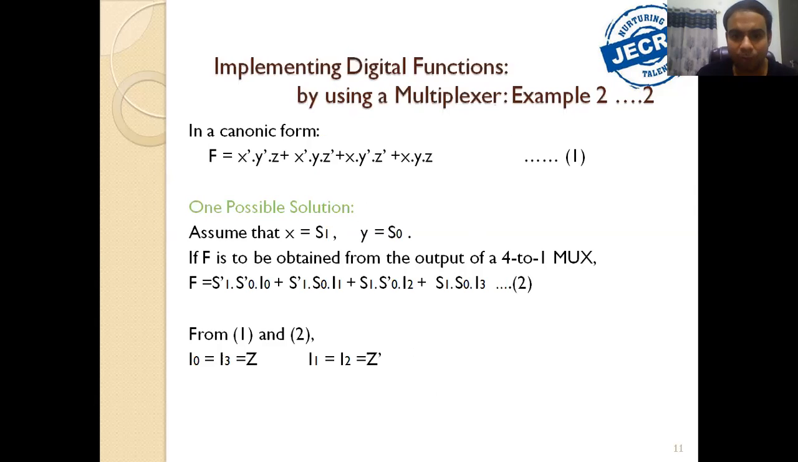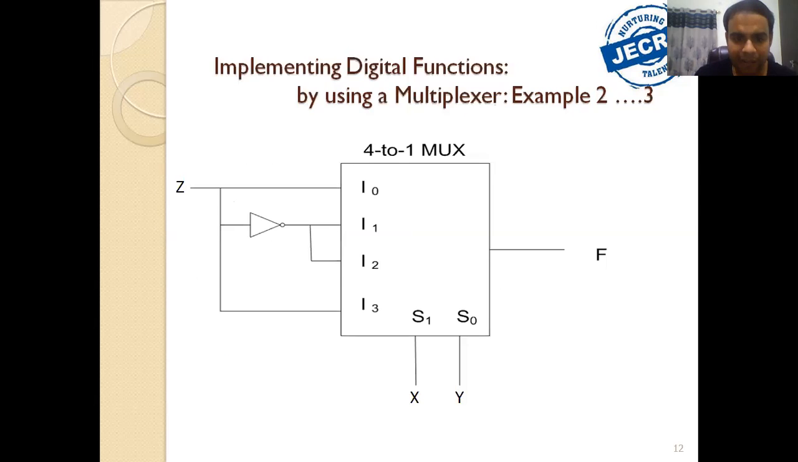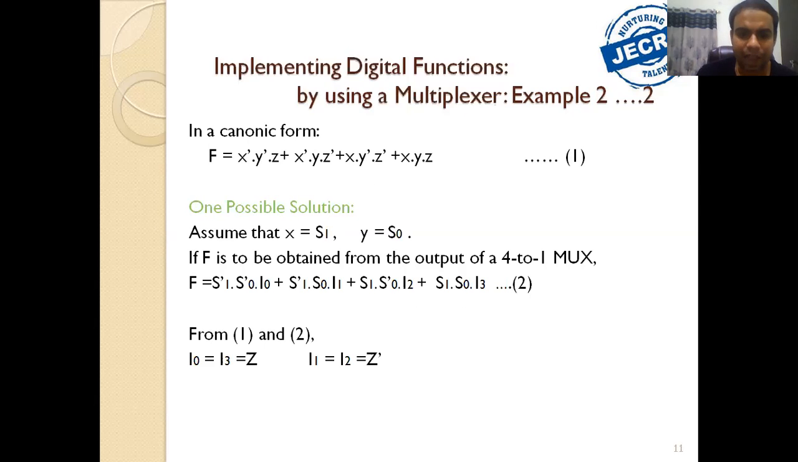If f is to be obtained from the 4-to-1 multiplexer, then x and y are replaced by S1'S0'I0, S1'S0I1, S1S0'I2, S1S0I3. Comparing equations 1 and 2, we find I0 equals I3 equals Z and I1 equals I2 equals Z'. So we connect the terminals I0 and I3 to Z, and I1 and I2 to Z'.